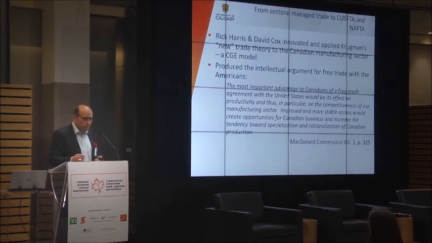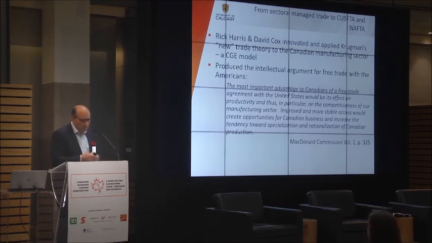So Krugman wrote this, and right away two Canadian economists, Rick Harris and David Cox, took Krugman's work and developed it into a computable general equilibrium model, which allowed them to model monopolistically competitive firms in the whole Canadian manufacturing sector. And that work was really a sea change. It really did change the conversation. Their work went directly into one of the parts of the McDonald Commission, 70 or 72.